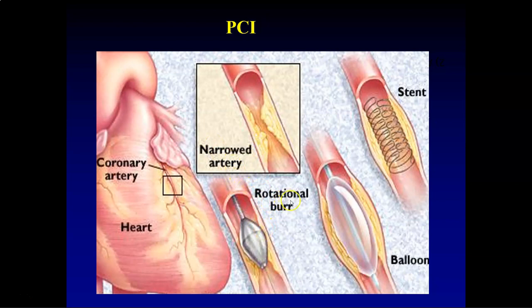This is a rotational burr. The rotational burr actually goes in and kind of breaks, not breaks up, it's just how it sounds. It actually moves around in a circle and moves its way through, okay? And once it moves its way through, it dilates the sclerotic buildup just a little bit. Okay, we're not trying to break it loose. We don't want that sclerotic buildup free in the artery. We're going to get past it, and once we're past it, that's where this comes into play right here.